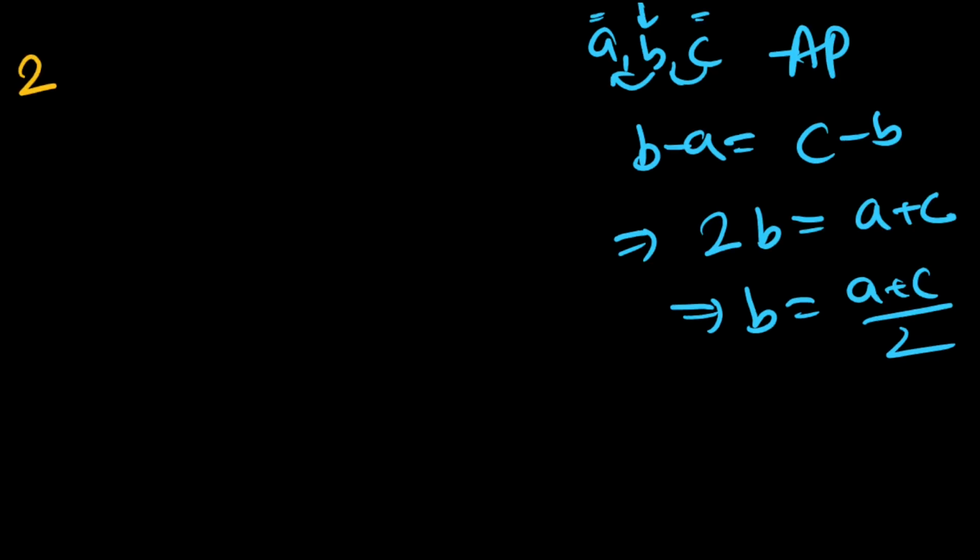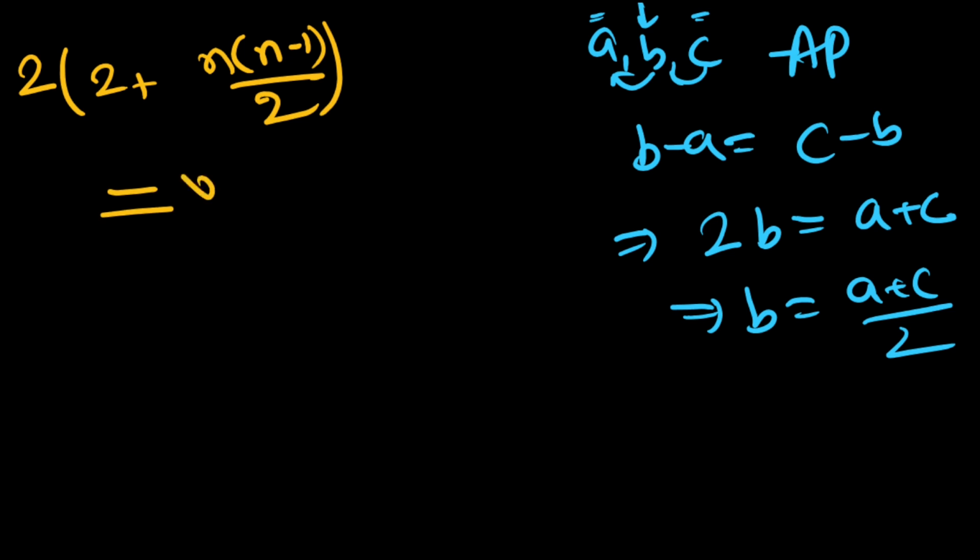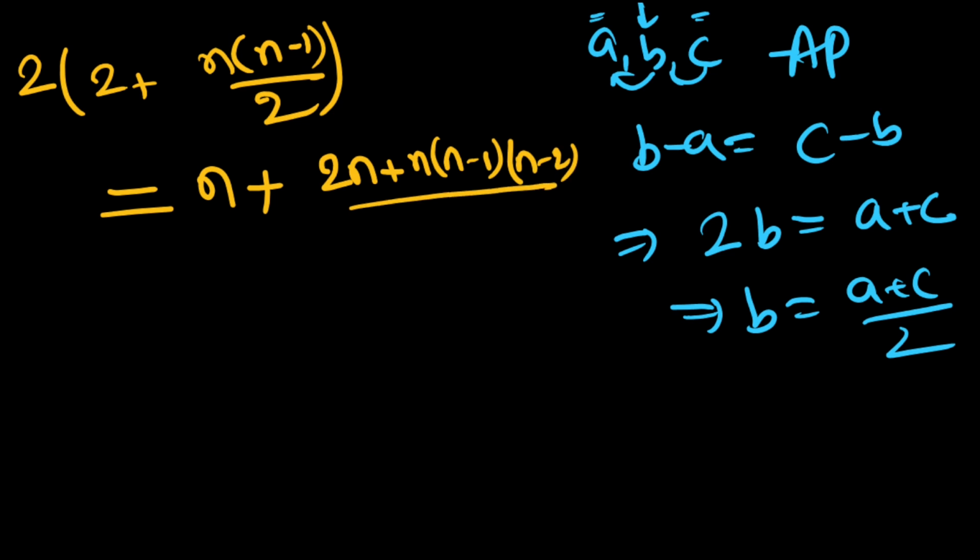Therefore, 2 times the coefficient of x square, the second number, is the coefficient of x square. So 2 times (2 plus n into n minus 1 over 2) is equal to, first term is n plus third term is 2n plus n into n minus 1 into n minus 2 over 6. Now we calculate this equation.